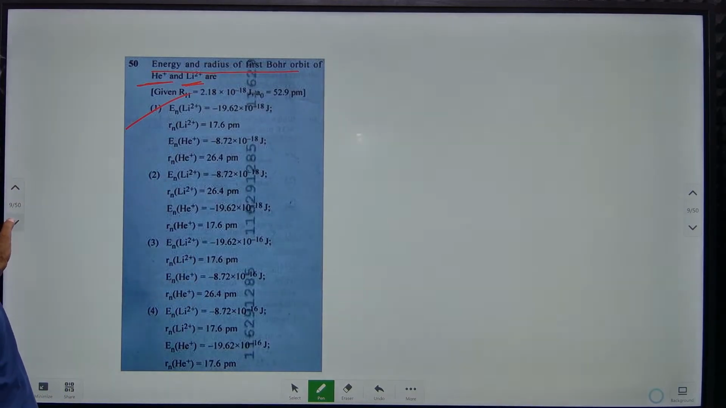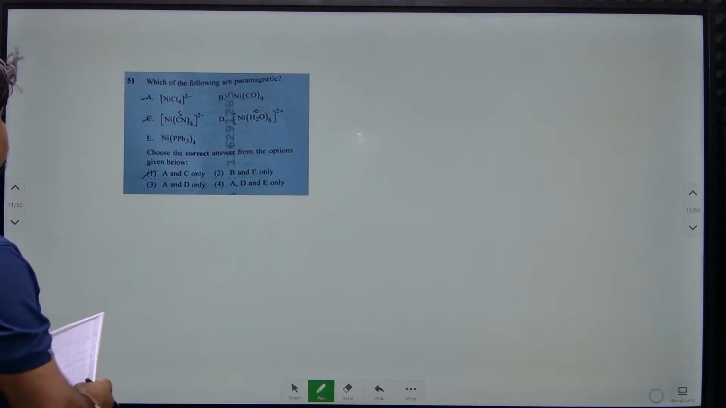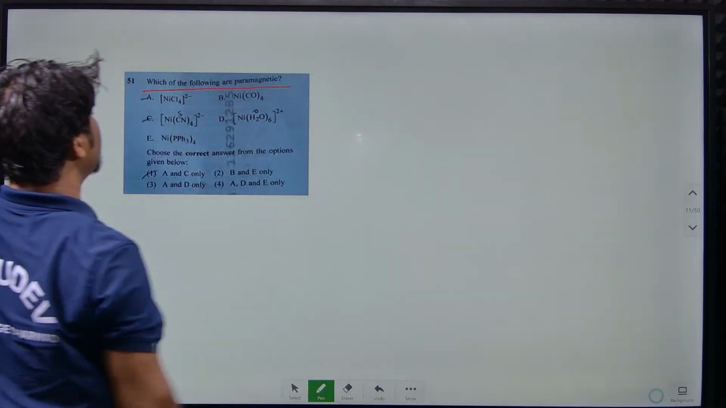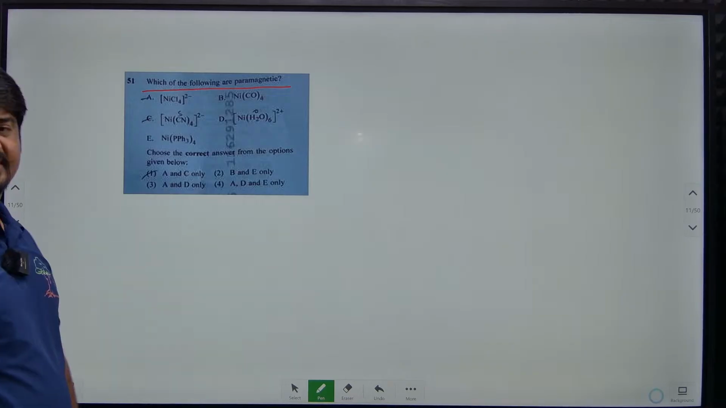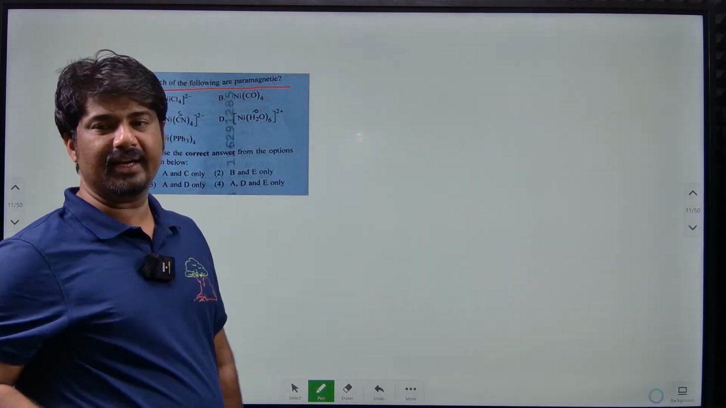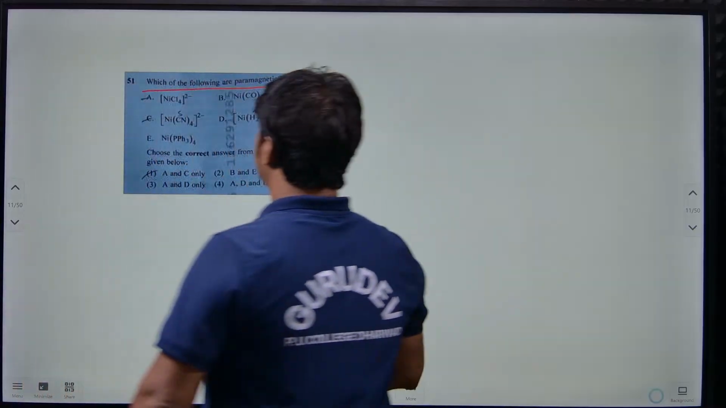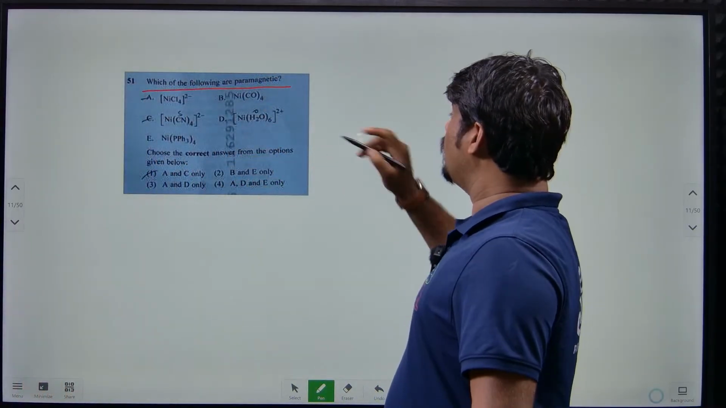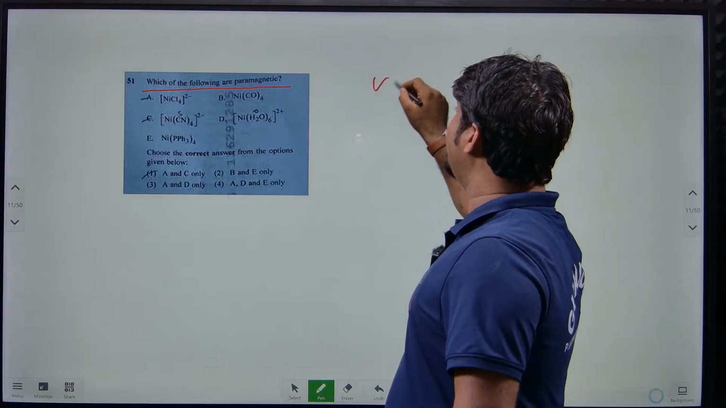Well, dear all, go to the next one. Question number 51. Which of the following is paramagnetic? They have given 4 options here. So we need to determine the magnetic nature and which one will be paramagnetic. The molecules which have only single, that is unpaired, electrons are paramagnetic.